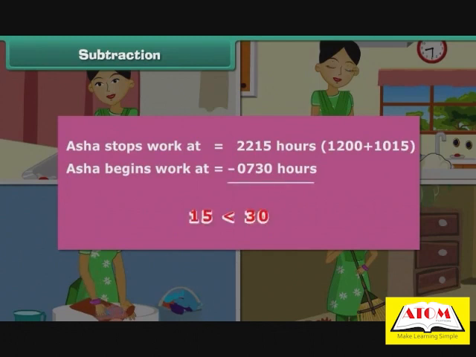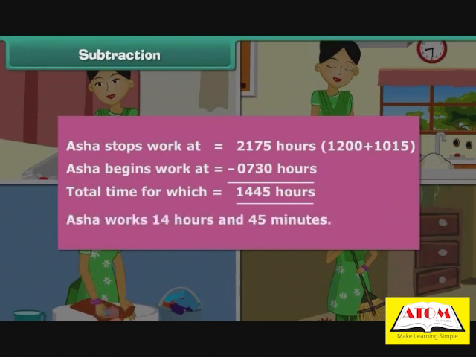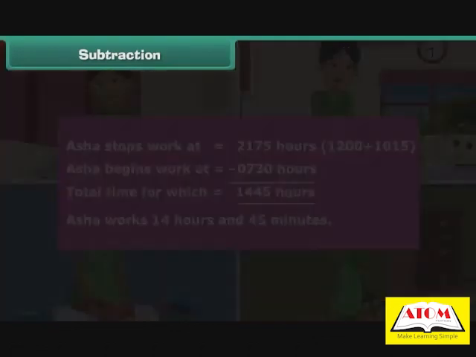We cannot subtract 30 from 15, so we borrow an hour. We add 60 minutes and subtract 1 from hours. Let us subtract now. Therefore, Asha works 14 hours and 45 minutes.